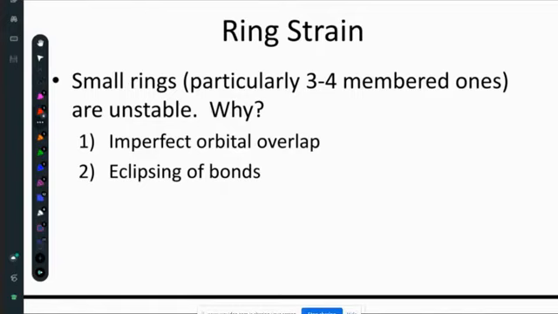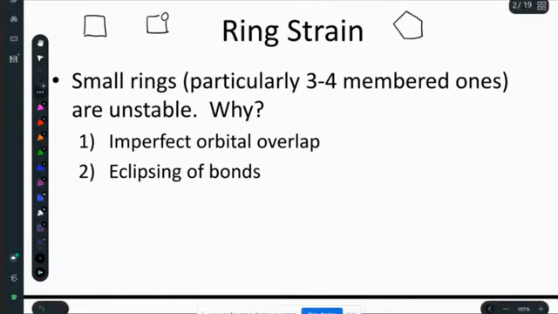So I'm going to talk about ring strain first. The idea when we use the term ring strain is that when you have small rings, and when I talk about rings in organic chemistry, I'm talking about a four-membered ring, which would be 4 atoms. It could be 4 carbons, it could involve an oxygen, or it could have 5 atoms, 5 carbons, it could have 6 carbons. Those are what we mean when we talk about rings.